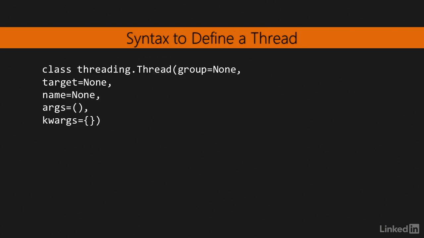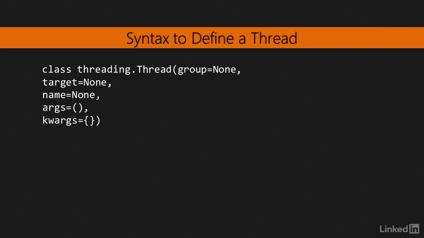In the code which you can see on your screen, there are keywords such as: 1. Group. This is the value of group that should be None. This is reserved for future implementations. 2. Target. This is the function that is to be executed when you start a thread activity. 3. Name. This is the name of the thread. By default, a unique name of the form Thread-N is assigned to it. 4. Args. This is the tuple of arguments that are to be passed to target. 5. Kwargs. This is the dictionary of keyword arguments that are to be used for the target function.